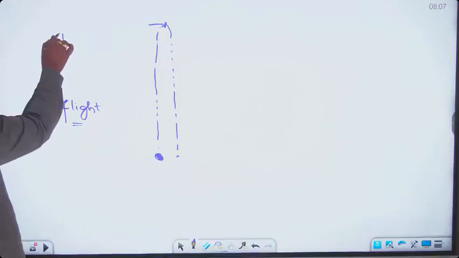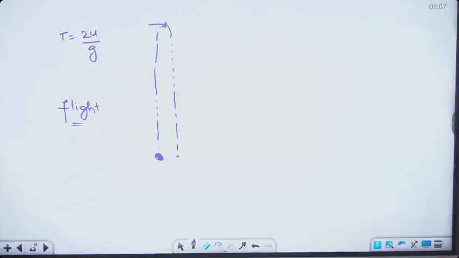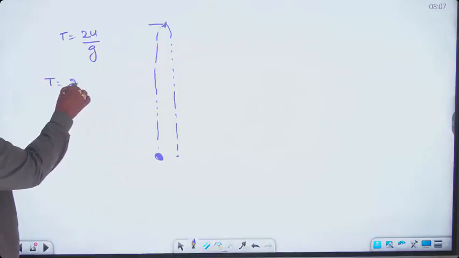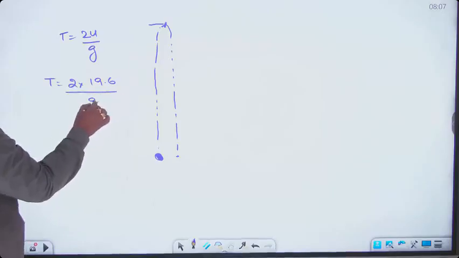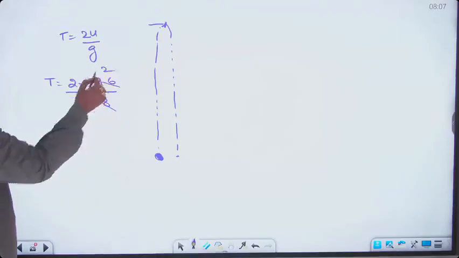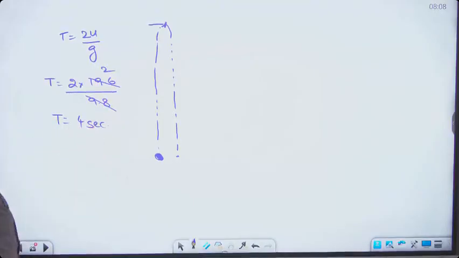So the formula for that is 2u by g. The time of flight T equal to 2 into u divided by g. So capital T equal to 2 into the value of u, 19.6, divided by the value of g, 9.8. 9.8 one time, 19.6 two times. So time of flight will be equal to 4 seconds.